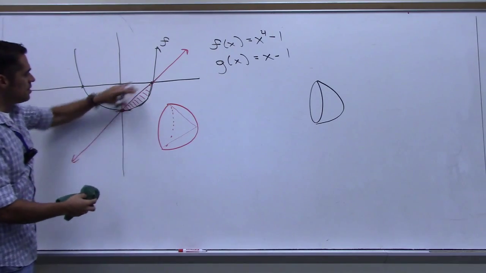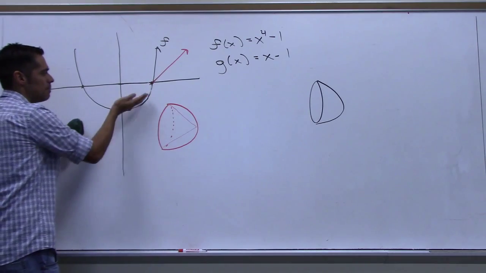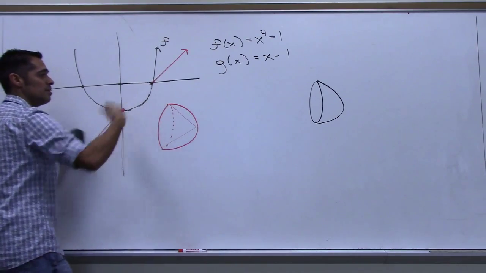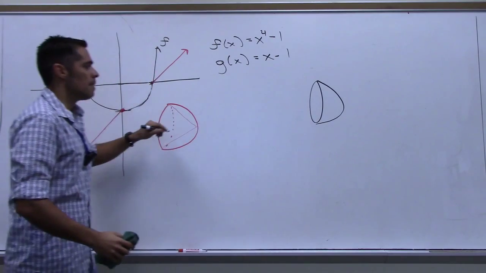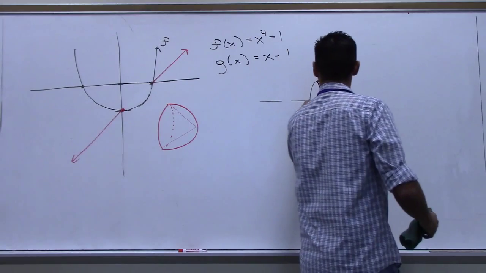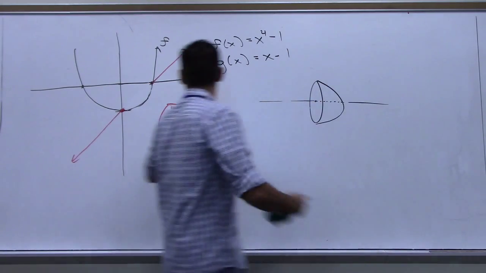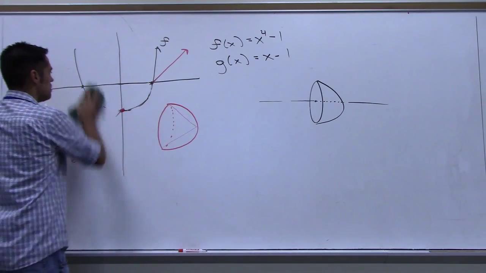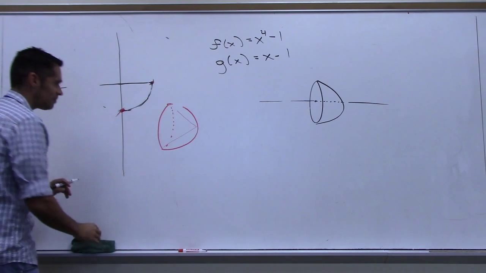If I just take this piece right here, this black piece, and just rotate it around the x-axis, do you see I would get this? Oh, yeah. But where does the oval come from? The axis is right here, going right through the center of this, because I'm rotating this piece right here.